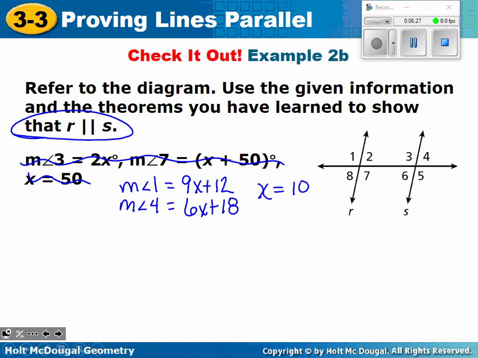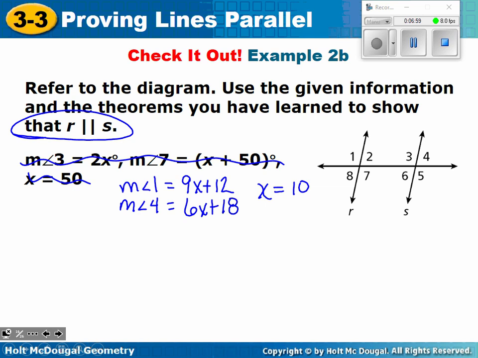Okay, so number 2, we're going to substitute. So we have measure angle 1 equals 9 times 10 plus 12. And measure angle 4 equals 6 times 10 plus 18. What do we do from here? Combine like terms. And I'm going to write combine like terms this time because I always change what you say, Ridley, to simplify. So I'm going to follow what you like. All right, so let's combine those like terms.